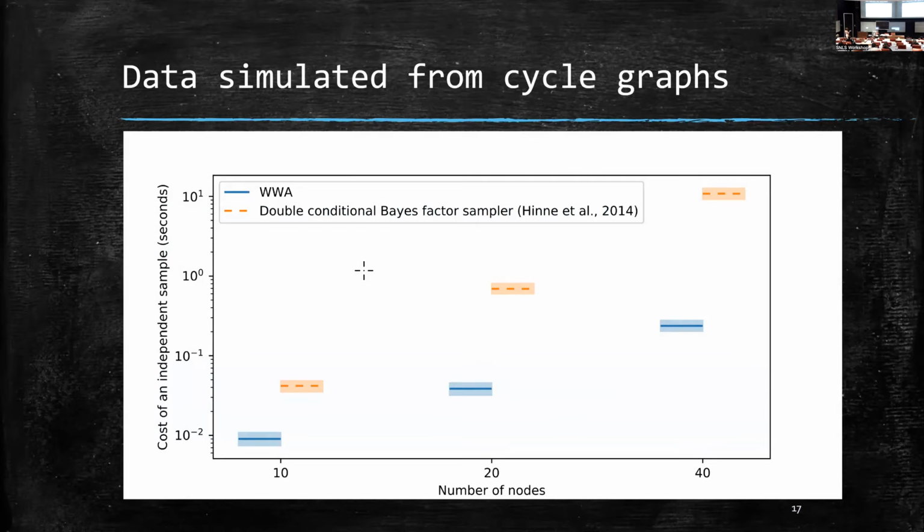And basically you can see that we do quite well. We are the blue one, and the double conditional Bayes factor sampler is in orange, I think. And you can see that independently of the number of nodes, we outperform the algorithm.